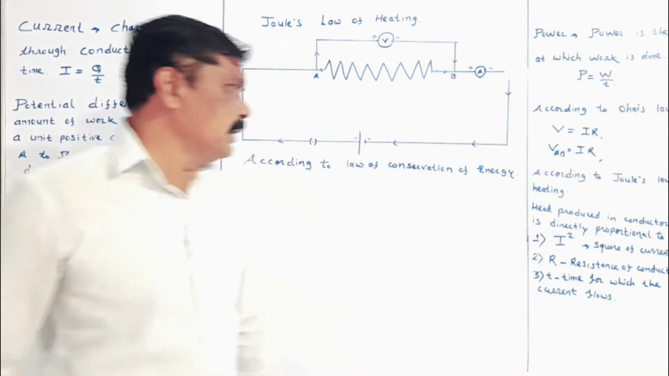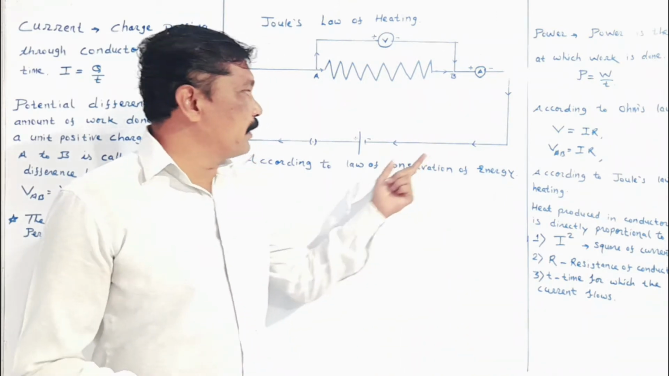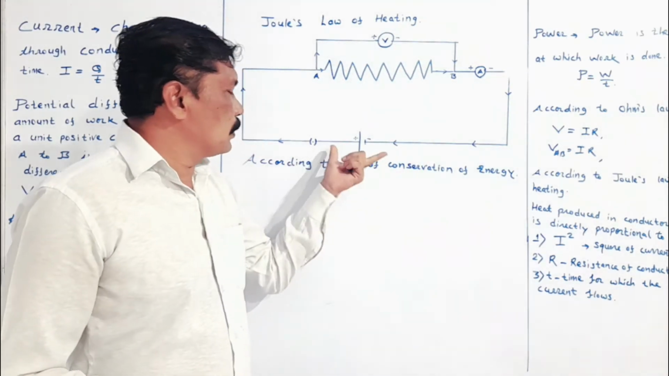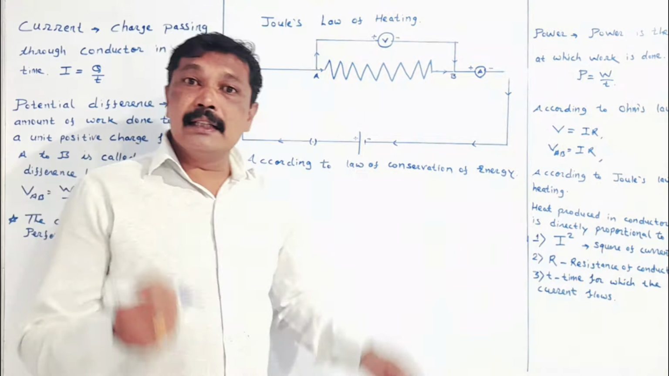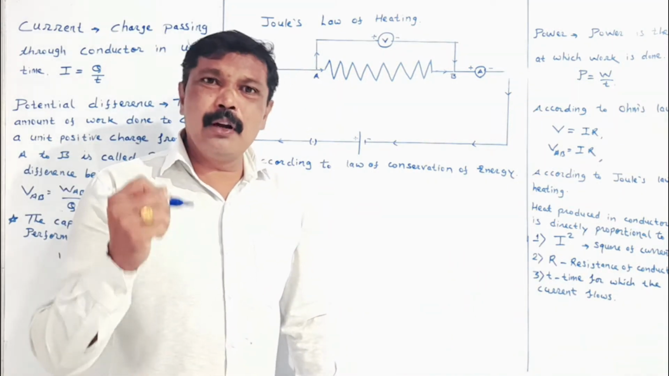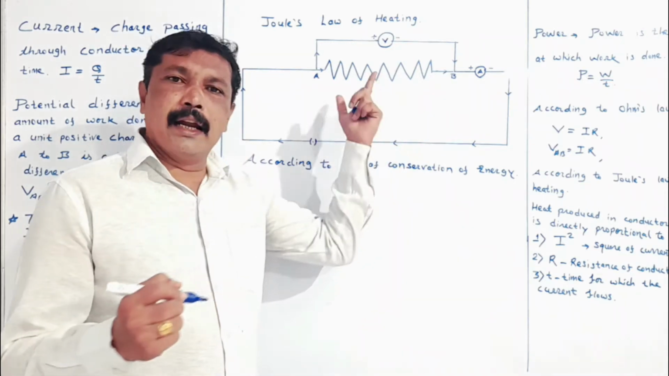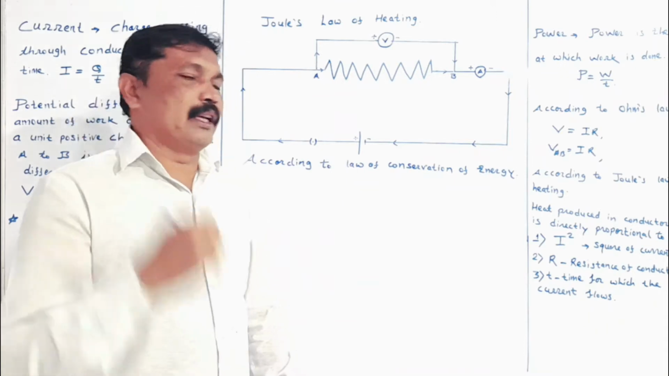Here we know that when a potential difference is connected to the conducting wire, there is displacement of electrons, and the displacement of the electrons takes place from the low potential end towards the high potential end.